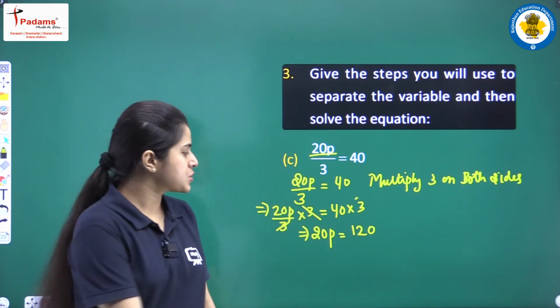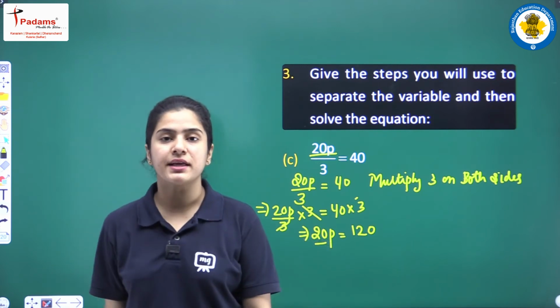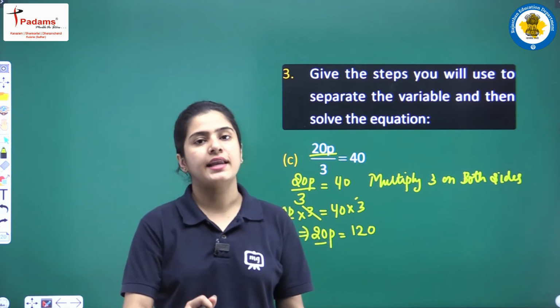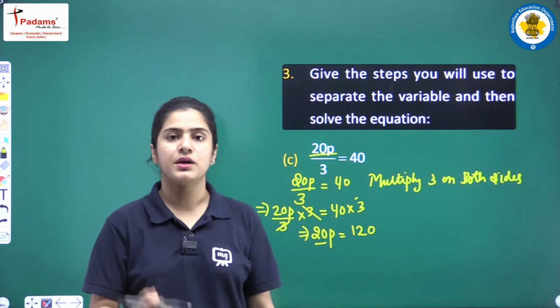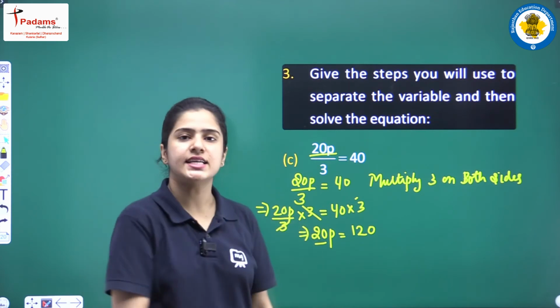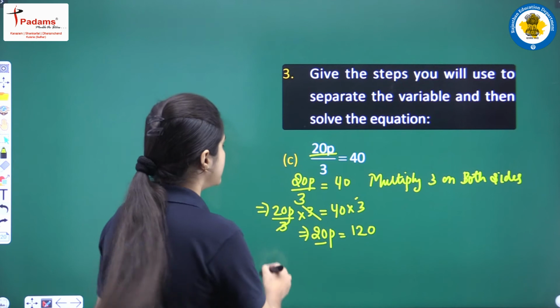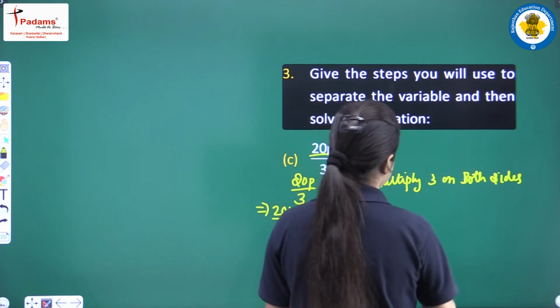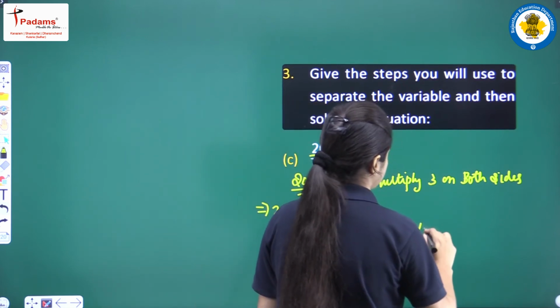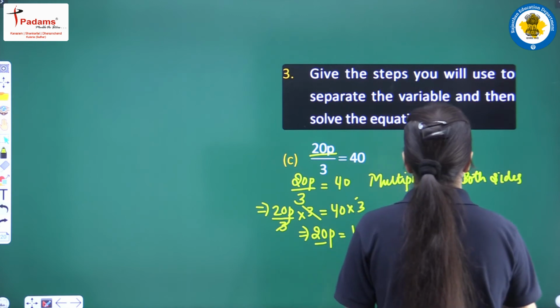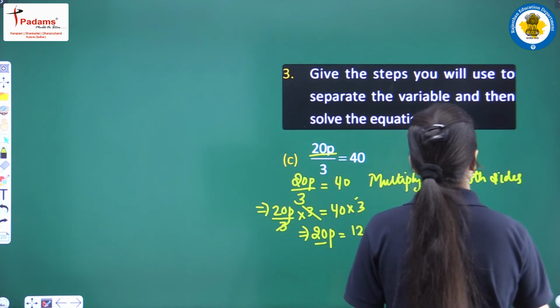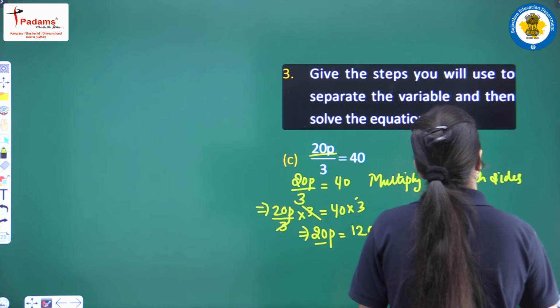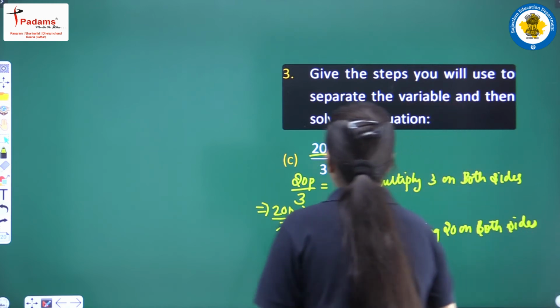Okay, now students, this 20 is in the multiplication with the variable. So to eliminate this 20, what will we do? We have to divide by 20 on both the sides. Okay, so dividing 20 on both sides.